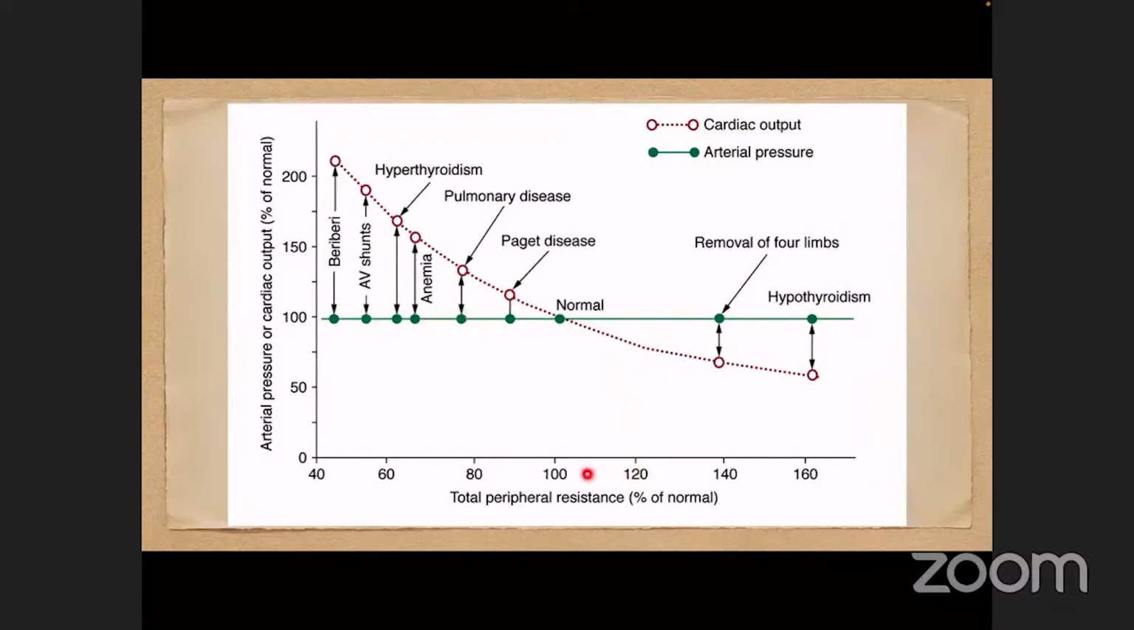In conditions where the total peripheral resistance or the vascular resistance is high, for example, if you have hypothyroidism or if someone has lost all 4 limbs, there is an increase in the total peripheral resistance. So in these conditions, you can see that the cardiac output diminishes in order to maintain a mean arterial pressure in the normal range. So this is technically how the body will adapt to maintain a normal blood pressure.